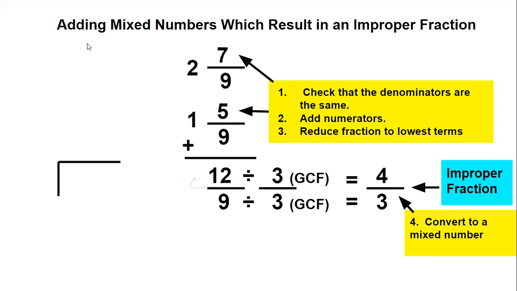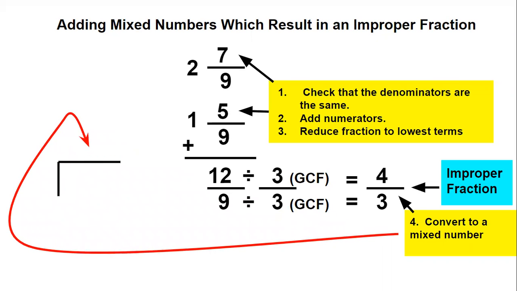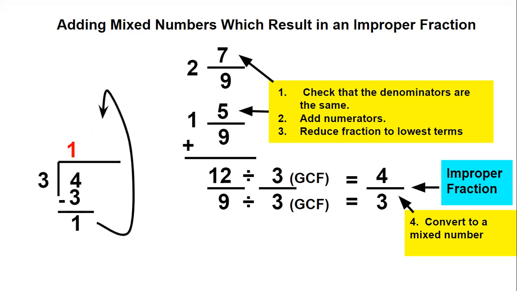So there's our division house. We're going to put the 4 on the inside and the 3 on the outside, and we're going to do our Does McDonald's Serve Burgers. Divide. 3 goes into 4 one time. Multiply. 3 times 1 is 3. Subtract. 4 minus 3 is 1. What do we do with the remainder? We bring it up to the top.